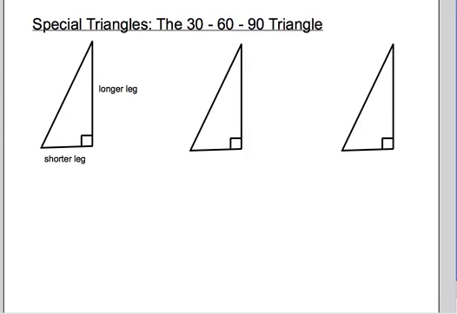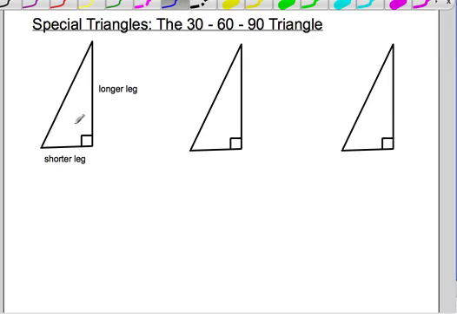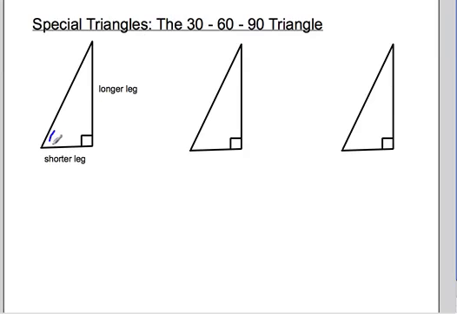The 30, 60, 90 triangle is also special. There's a special relationship there. So this is not an isosceles triangle, so the sides are not equal. You have a shorter leg and a longer leg, and of course the other side is called the hypotenuse. So they're different sizes, but there's a special relationship, as we're going to see in a second.